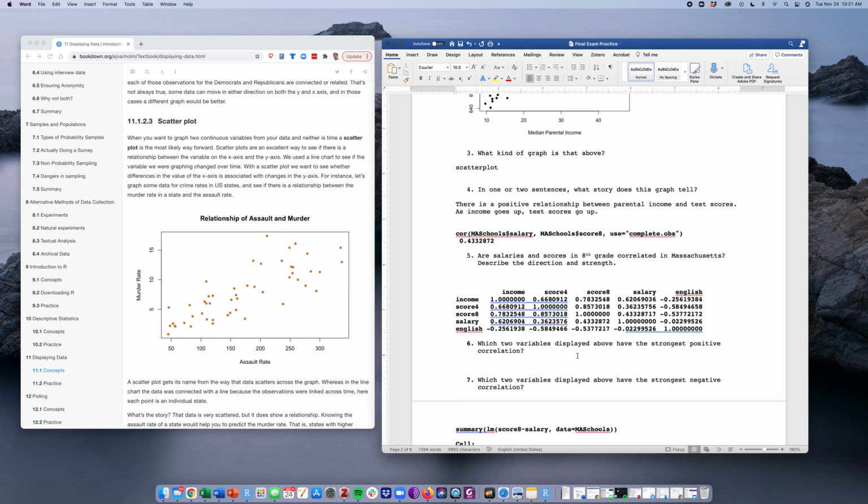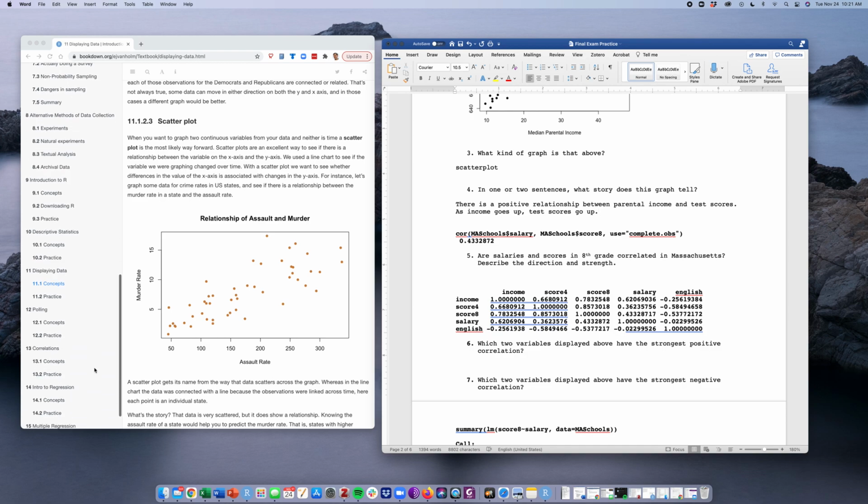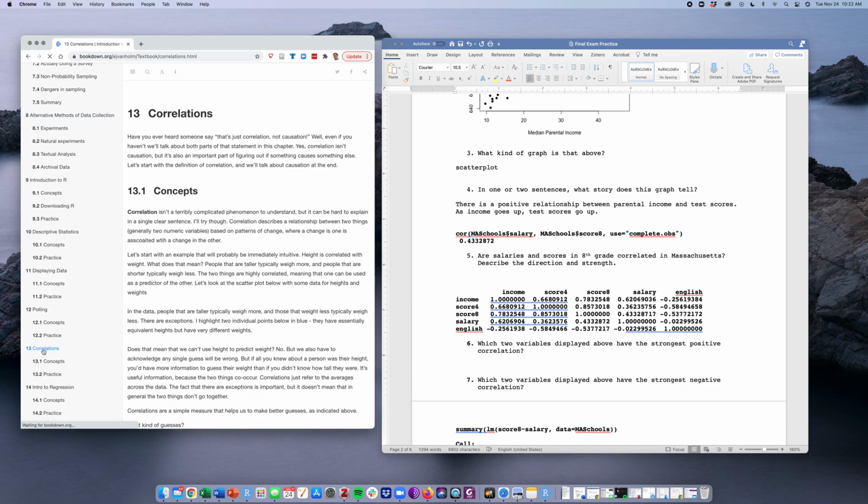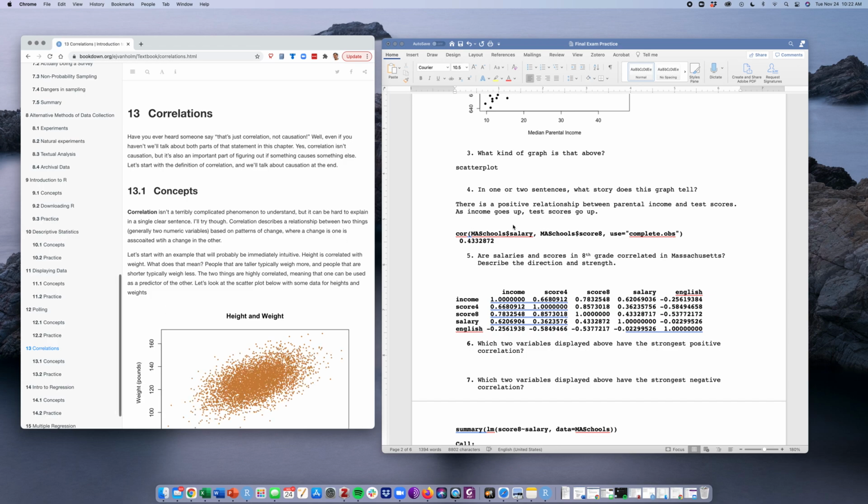The next thing I ask is about correlation. You'll probably notice that I'm moving through these chapters somewhat in order, although I come back to polling at the end, just because I can't use quite the same data for that. So we're skipping the chapter on polling for the moment and going to correlation. So the first thing I ask is to interpret the correlation between salaries for teachers and scores in 8th grade using this line of code, which I've copied in, and this is the output. So the correlation between salary and 8th grade test scores is 0.433.